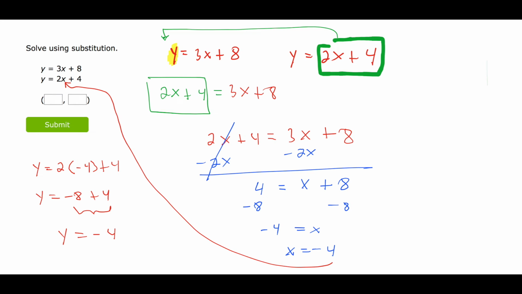Now we have our point of intersection. What's our point of intersection? Negative 4, negative 4. All right, type that in. Let me know how you do.